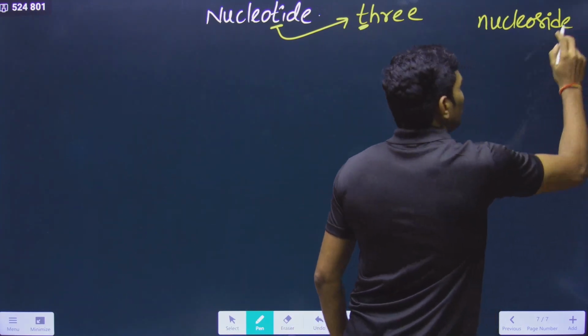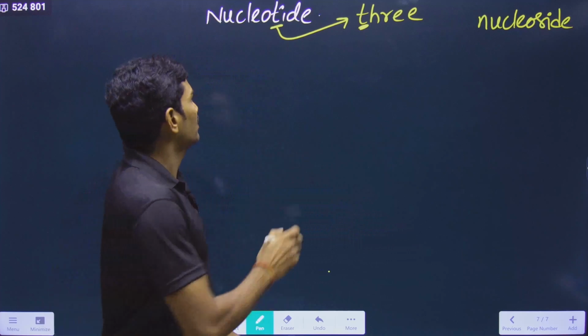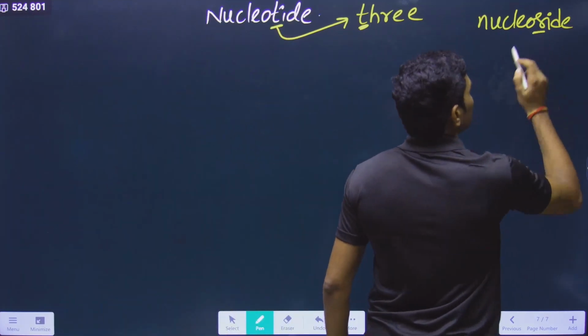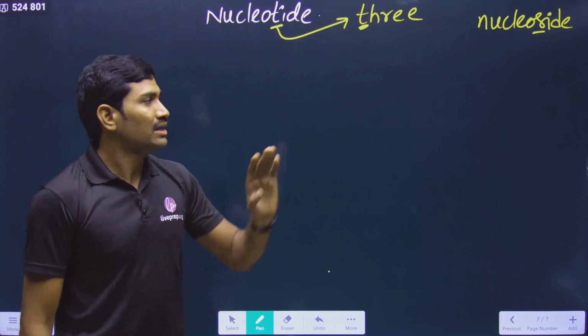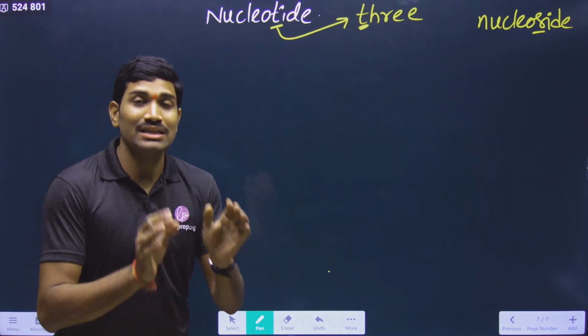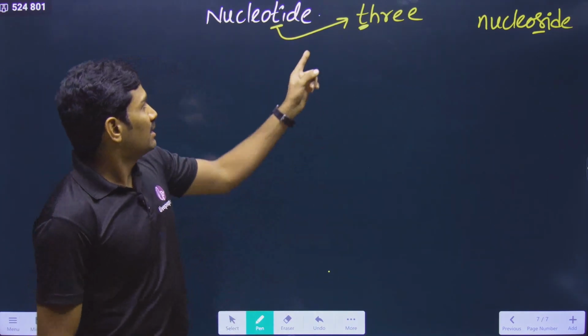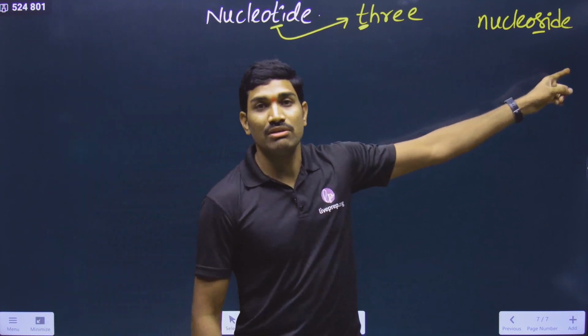Please remember, the spellings are almost close, but here there is a T and here there is an S. But there is a huge difference between these two. Please understand this. And here, which one is the monomer? What is the basic repeating unit? Is it nucleotide or nucleoside? What is the correct answer?